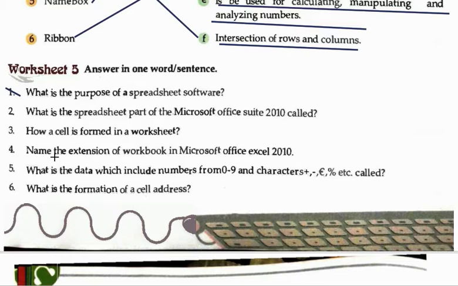Fifth, what are the data which include numbers from 0 to 9 and characters plus, minus, percentage, etc.? These are called numeric data. Numeric data.